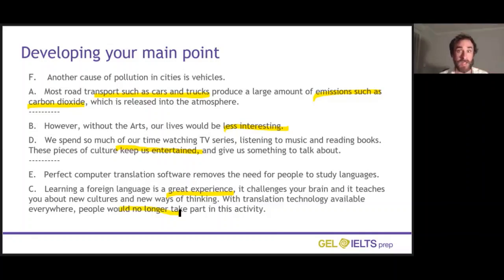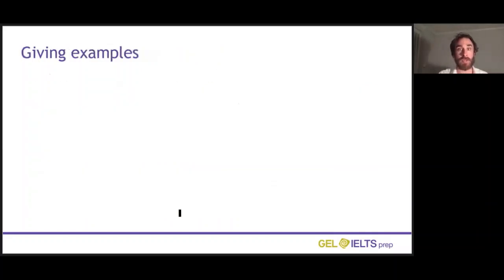So they've explained that learning languages is a good thing and computer translation software removes this good thing, therefore it is a bad thing. So they've developed their point well there. Now we're going to look at how to give examples.